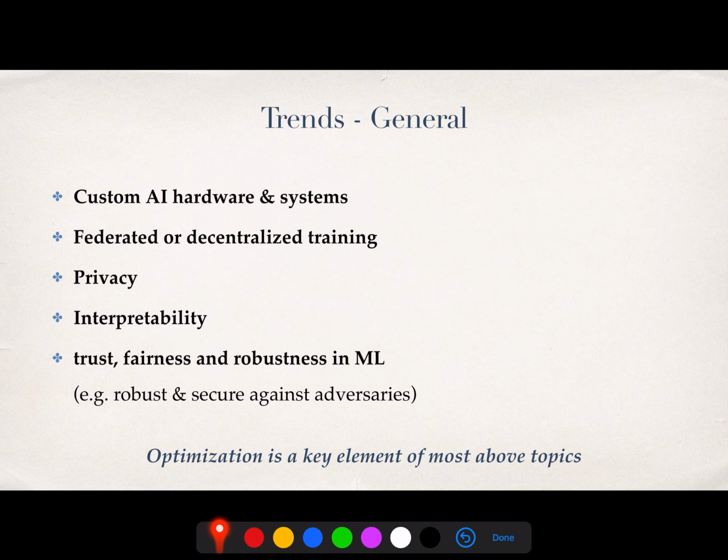Interpretability is an important topic. Not easy, as the models on the deep learning side become more and more complex and more deep. For example, more parameters.